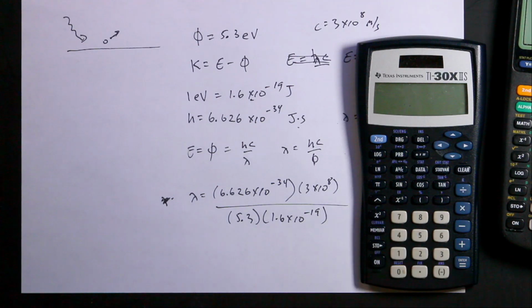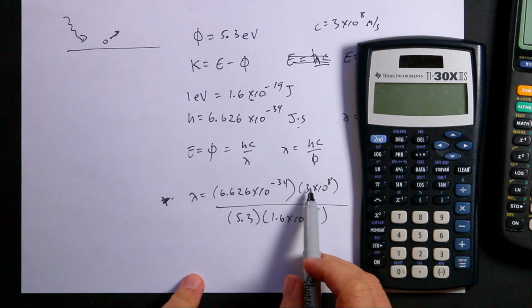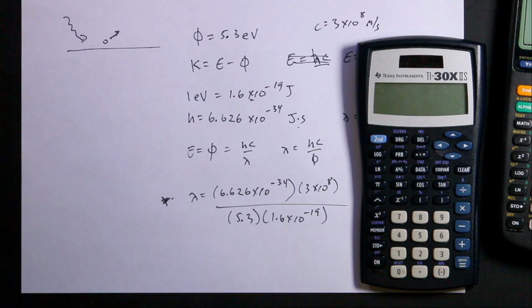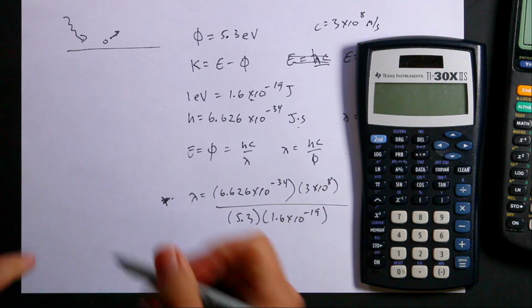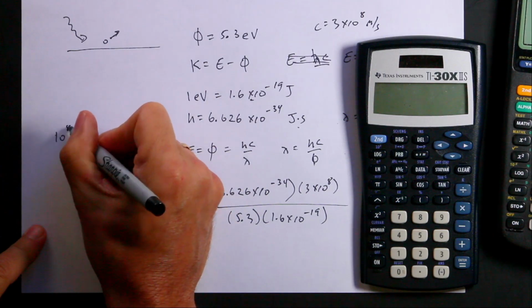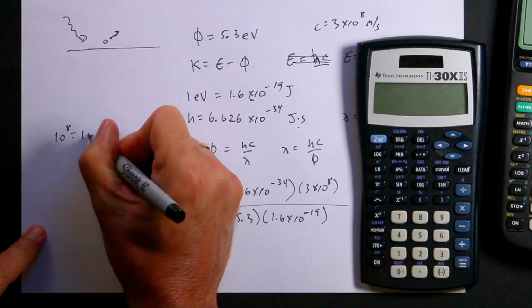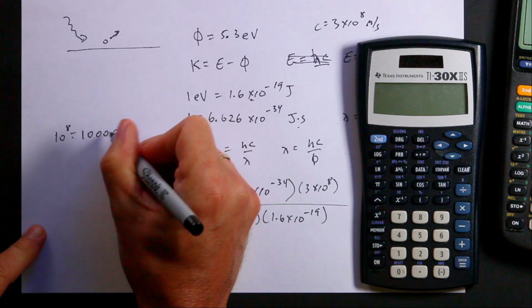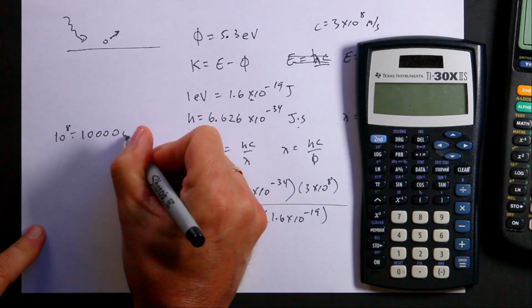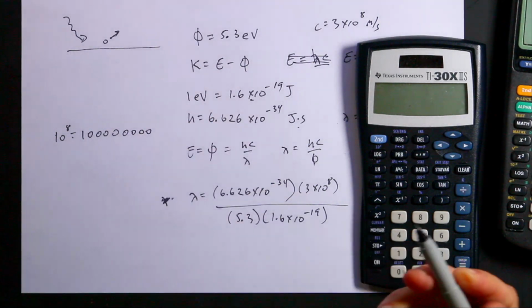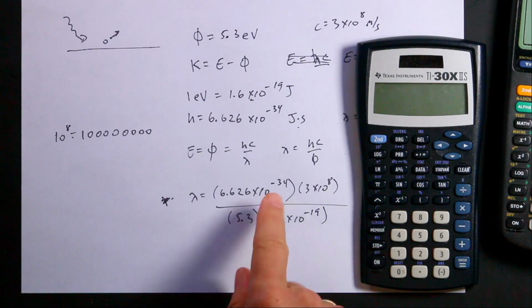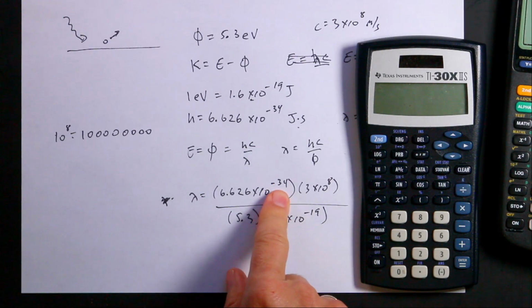So let me show you two ways. I'm going to write this 3 times 10 to the 8th. What that really means is 10 to the 8th is 1 with 8 zeros: 1, 2, 3, 4, 5, 6, 7, 8. You could even write it out that way, but no one wants to do that, especially for 10 to the negative 34th, which would be a decimal and then 33 zeros and then a 1.